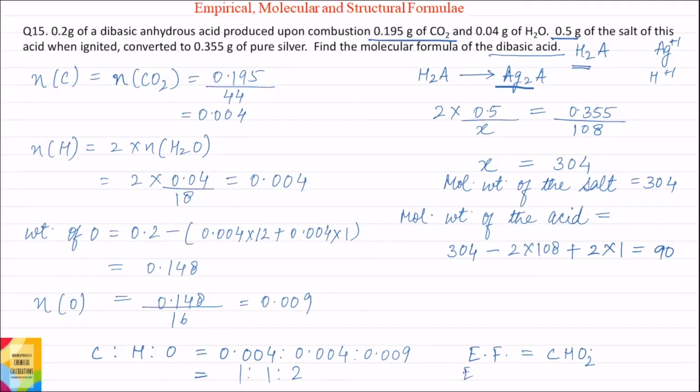और empirical formula weight हो जाएगा कार्बन का 12 plus hydrogen 1 plus 2 into oxygen, that is 16, and this is equal to 45. अब molecular weight of the acid पता है, empirical formula weight of the acid पता है. तो molecular formula weight, that is 90, divided by empirical formula weight, that is 45, is equal to 2.